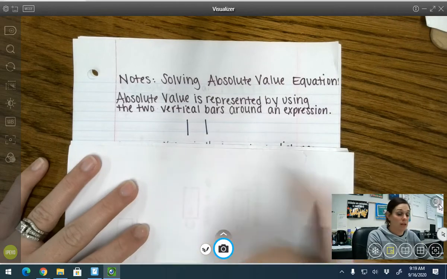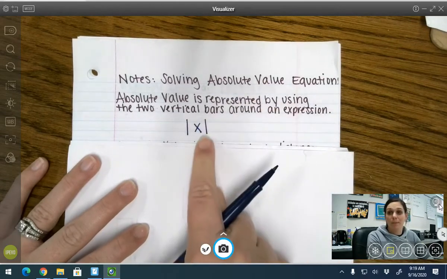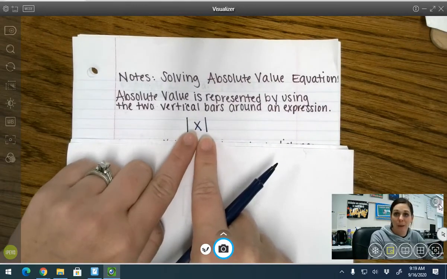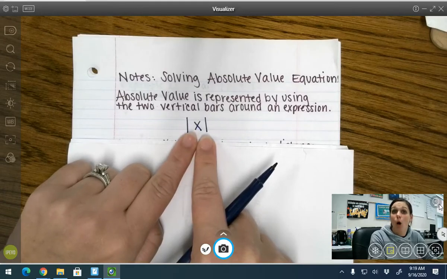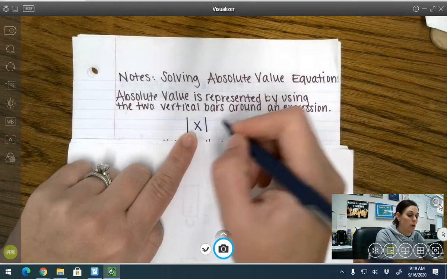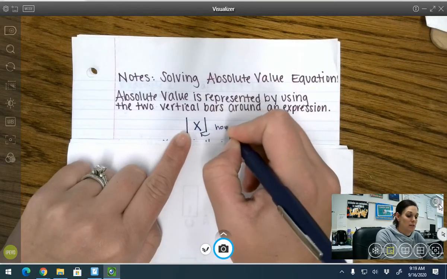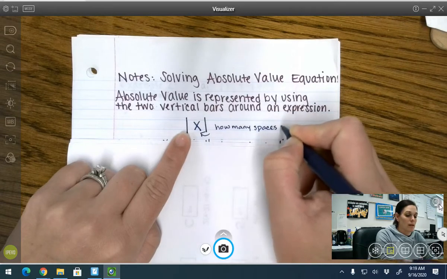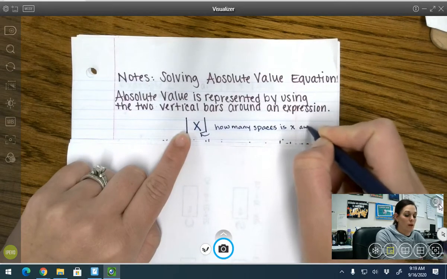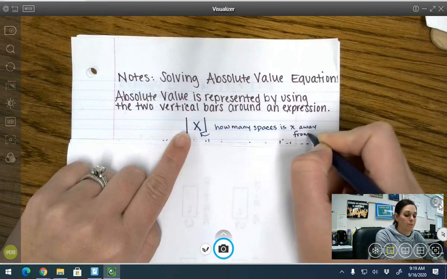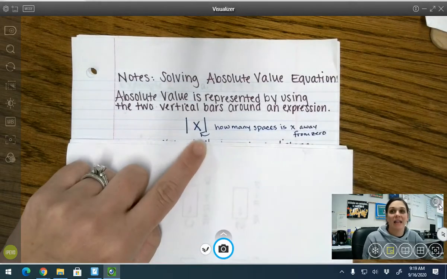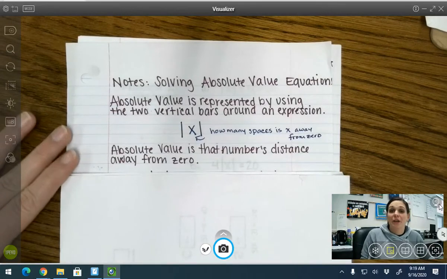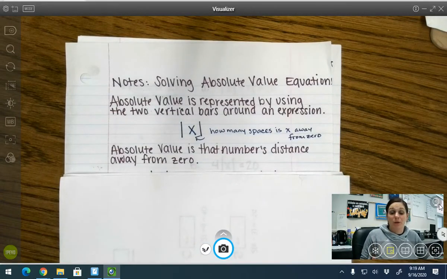We have 2 bars vertically, and there is typically something written in between. It could be a letter, it could be a number. So the question that's being asked is, how many spaces is what's inside away from 0? It's asking how many spaces is X away from 0? Whatever's inside, that's what it's asking. And that's what we're going to then say here: absolute value is that number's distance away from 0.